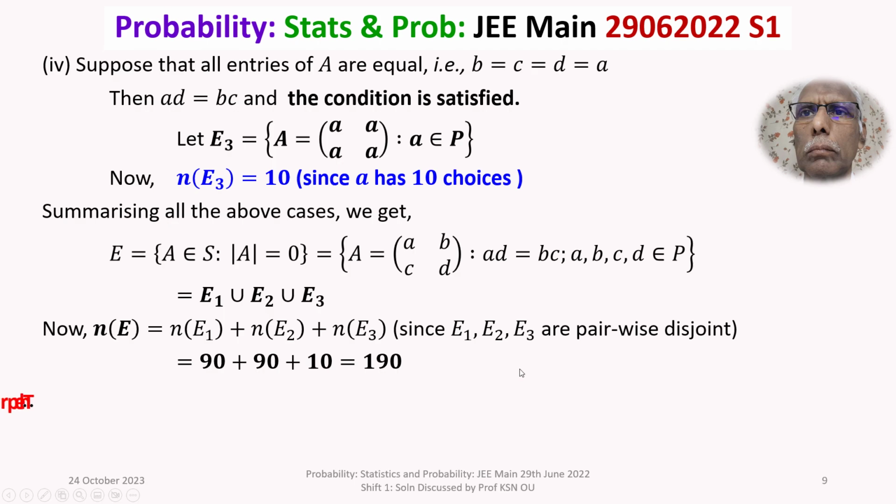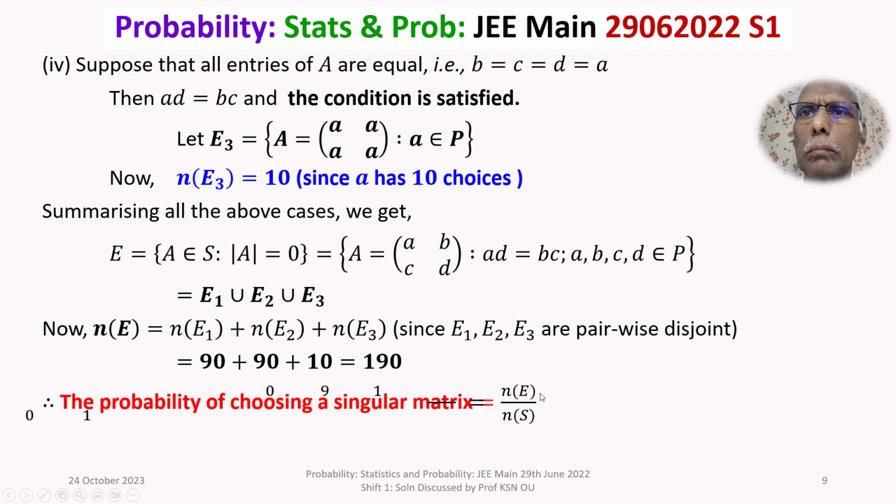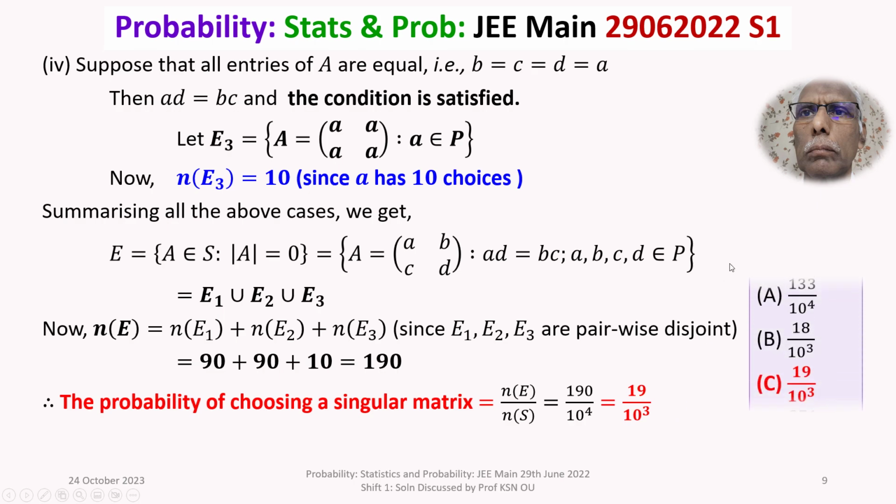Now, the required probability is N of E by N of S. N of E is 190, N of the sample space is 10 to the power of 4, that is 10000, and 0, 0 cancels, it will be 19 by 10 cube. Let's look at our options. Our answer 19 by 10 cube appears against option C. Therefore, the answer to this question is option C.